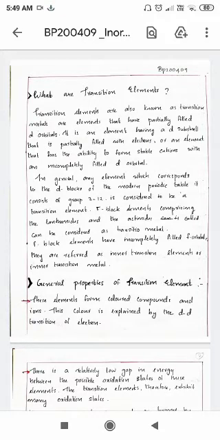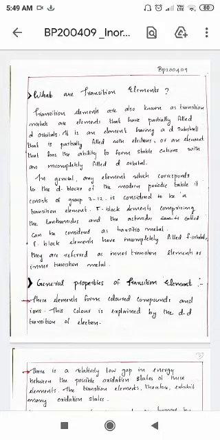In general, any element which corresponds to the d block of the modern periodic table, which consists of groups 3 to 12, is considered a transition element. Mostly the f block elements, that is the lanthanides and actinoids, are also considered transition metals, known as the inner transition elements.